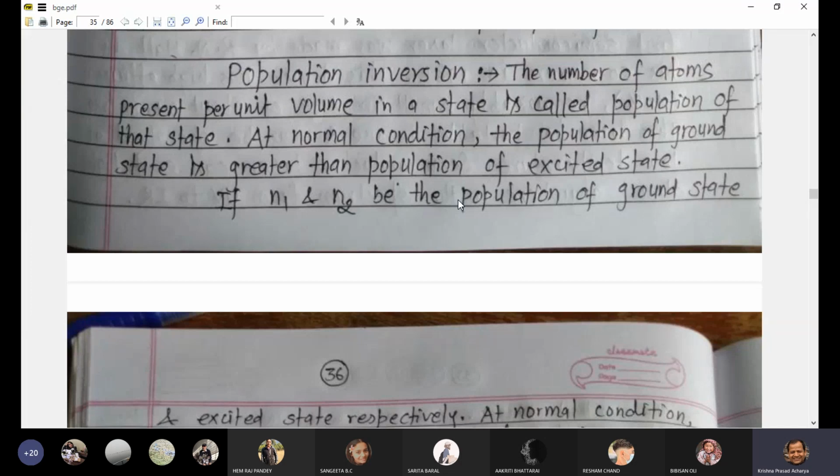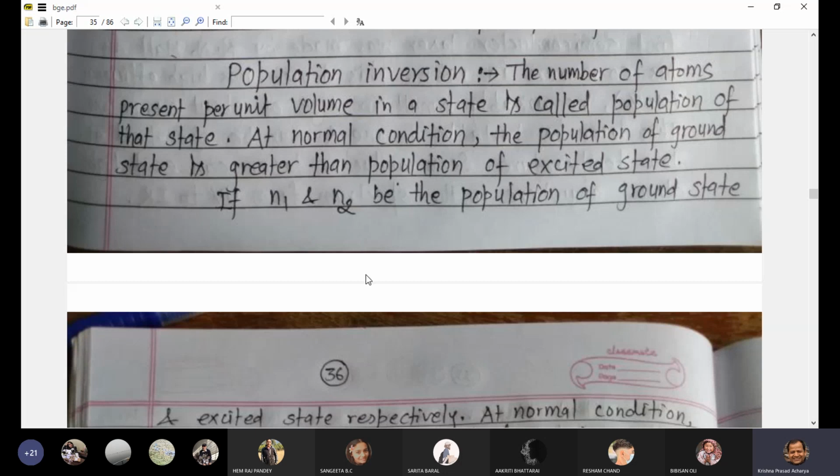And at normal condition, the population of the ground state is greater than the population of the excited state. Now, for the lasing action to emit laser light, the number of atoms in the excited state should be greater than the number of atoms in the ground state. That means the population should be inverted for lasing action or to produce laser light.